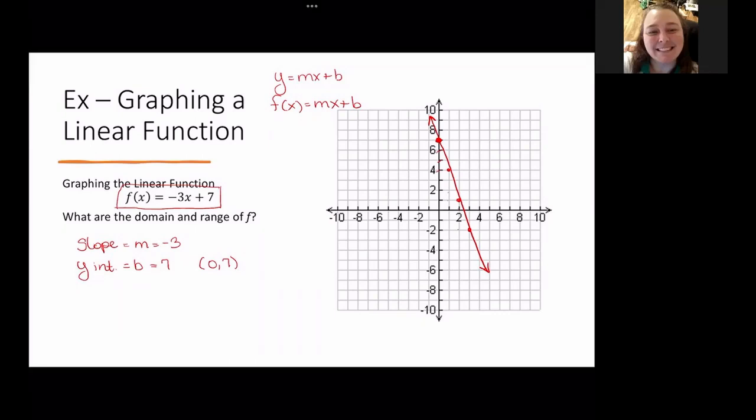From this, we can actually see that my domain is going to equal my range, and it's going to be all real numbers. So -infinity to infinity on both.